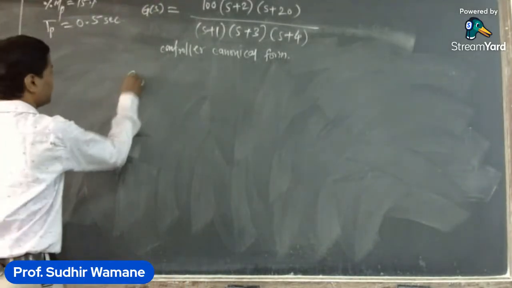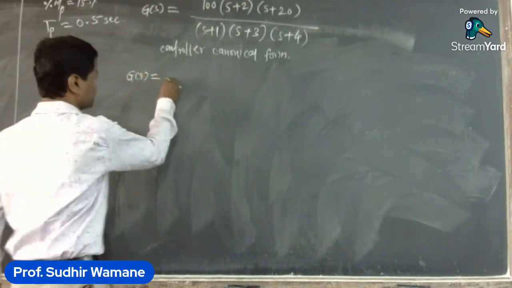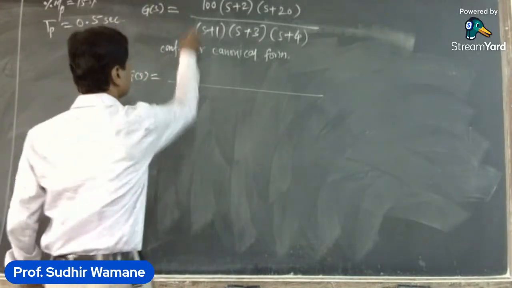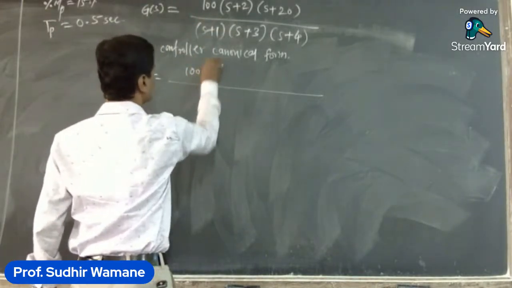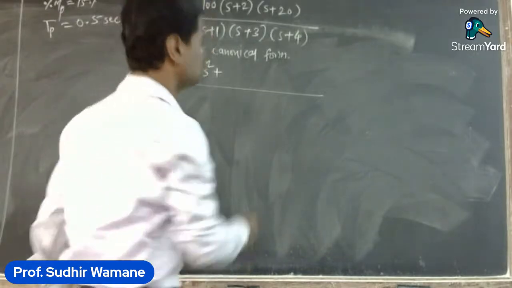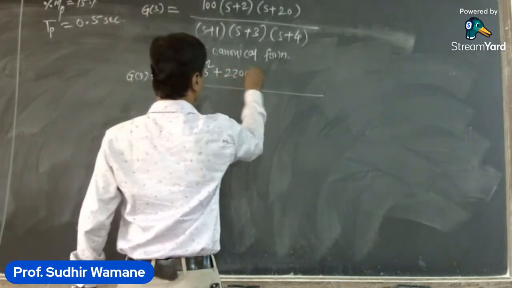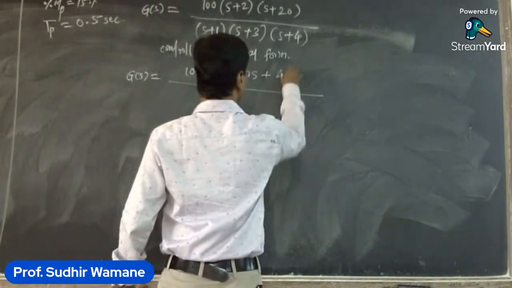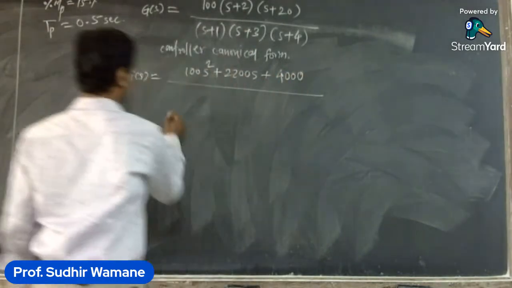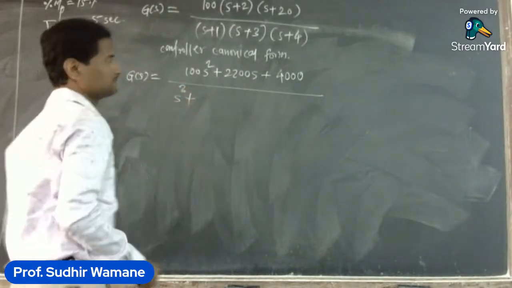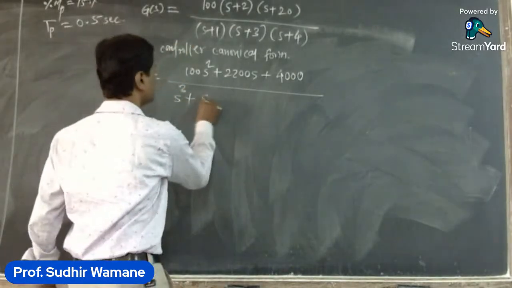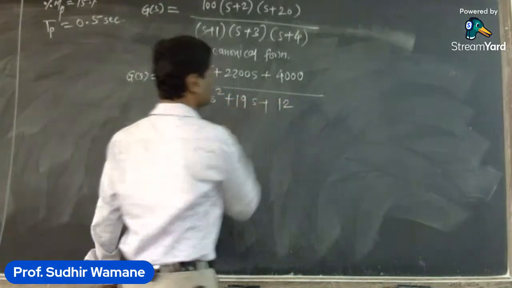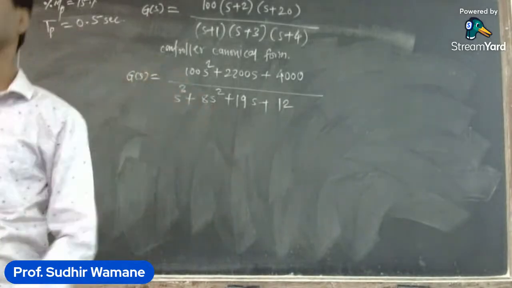So representing the plant in a phase variable form, for that I need to multiply inside the bracket. When I multiply inside the bracket, it becomes 100 S square plus 2200 S plus 4000 divided by S cube plus 8 S square plus 19 S plus 12. This I am multiplying inside the bracket.